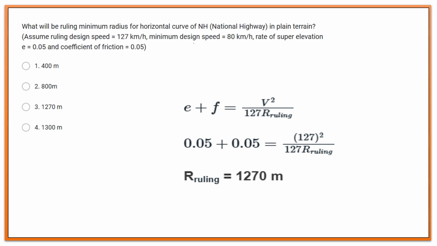So this formula is in terms of kilometers per hour. Put the given values into this formula. After calculation we get the ruling radius as 1270 meters. So here option number C is correct.